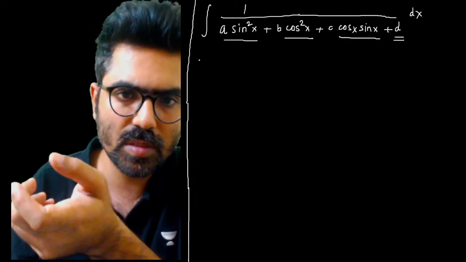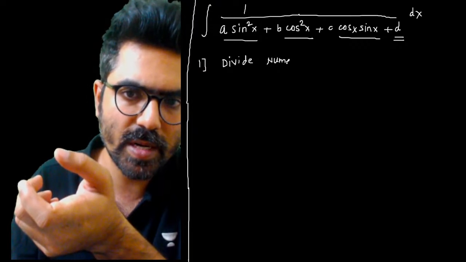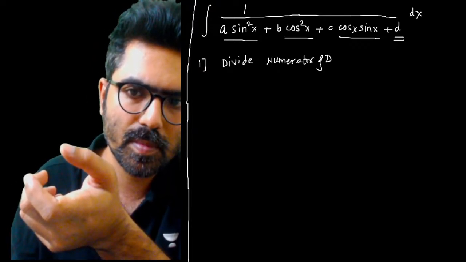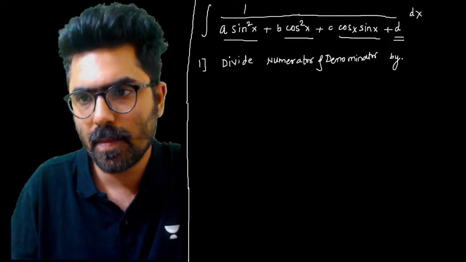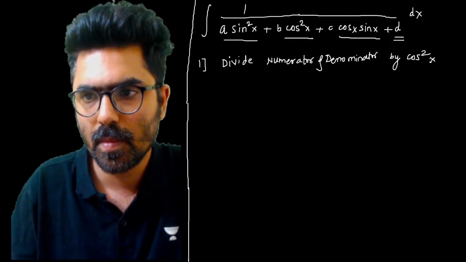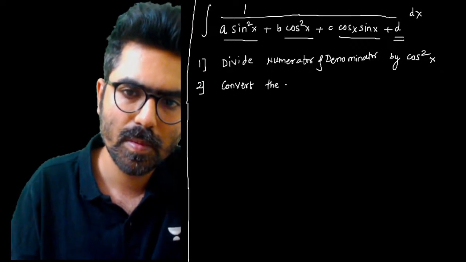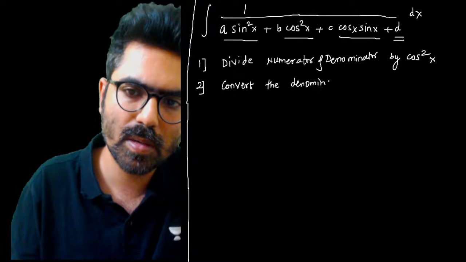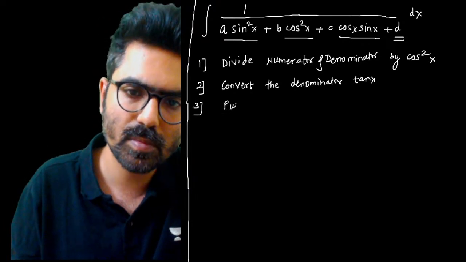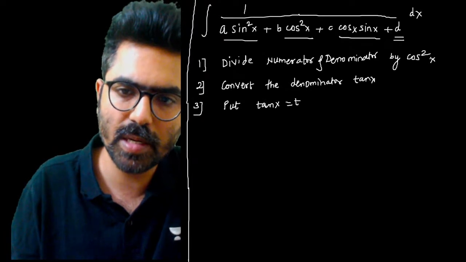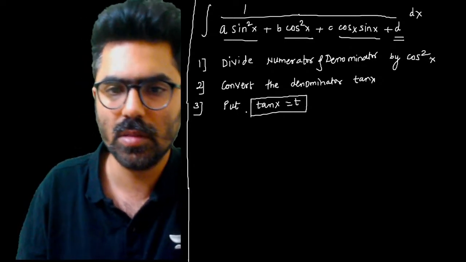In this the procedure is to divide numerator and denominator with cos square x. In this what will happen, convert the entire denominator in terms of tan and then put tan as t. In the previous pattern, tan x by 2 was substituted as t. In this you have to put tan x as t.